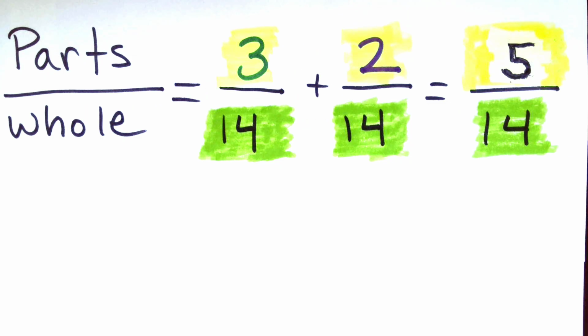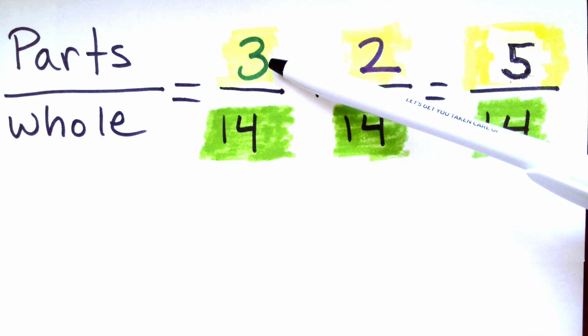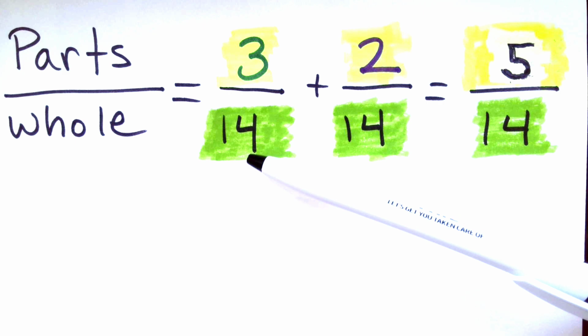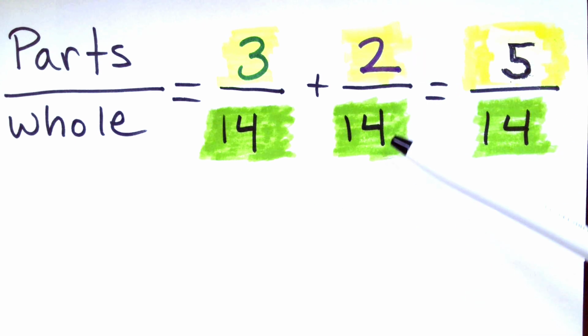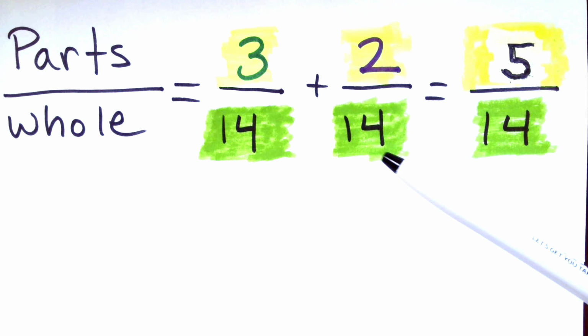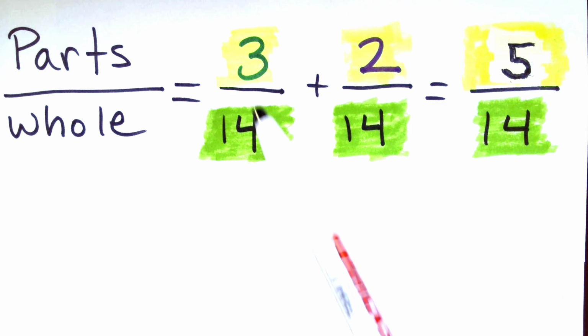Okay, so you can see right here, 3 green coins out of a possibility of 14 total coins, plus 2 purple coins out of a possibility of a total of 14 coins. The denominators are the same, 14 and 14. It stays the same throughout the answer. Now, since it's the same on the bottom, we can add the top. 3 plus 2 is 5. 5/14.